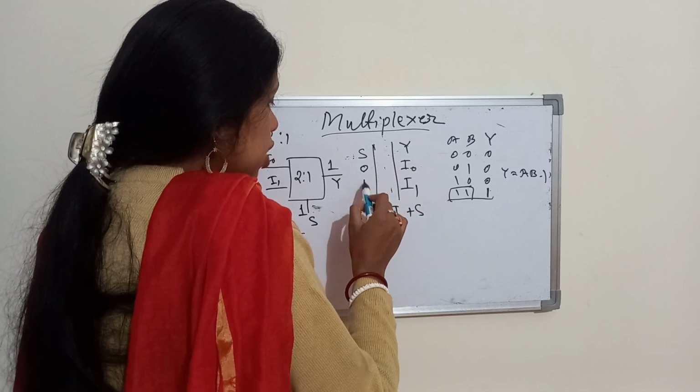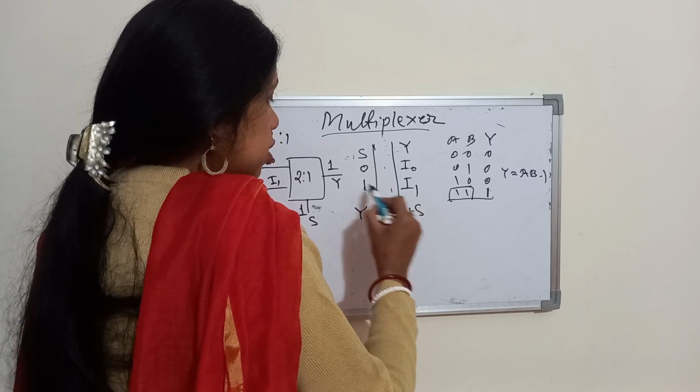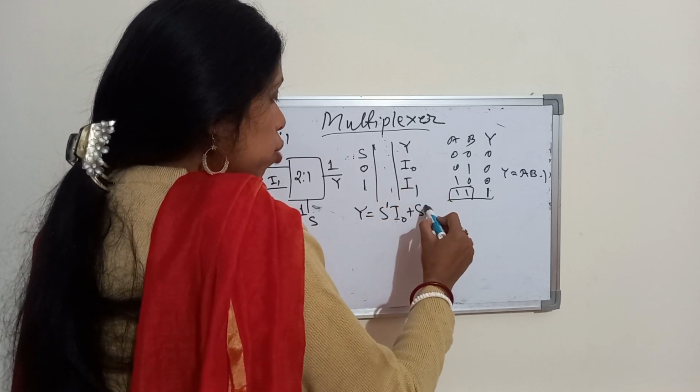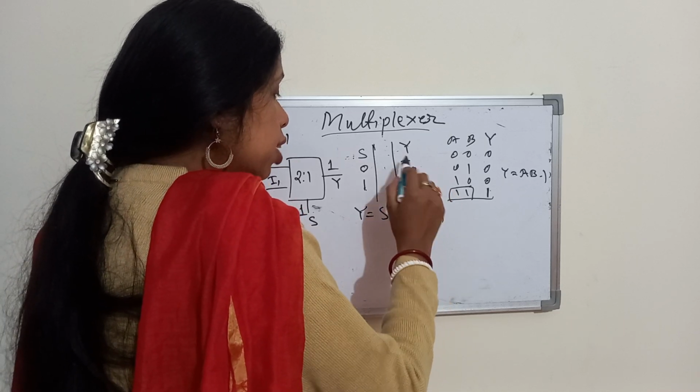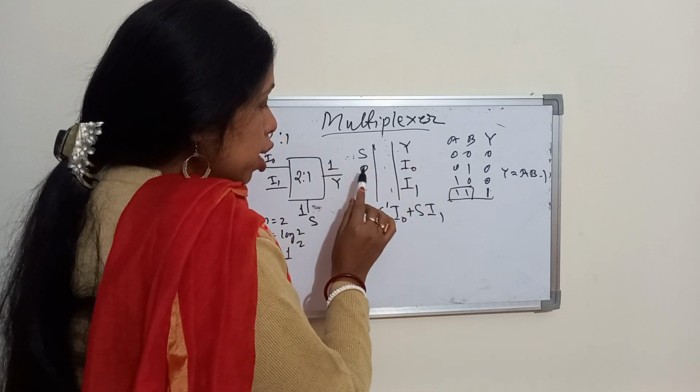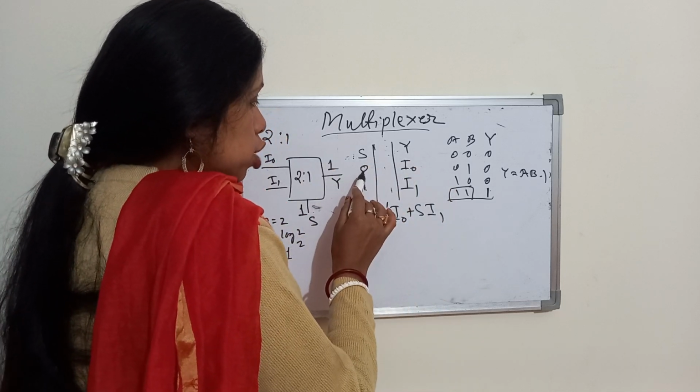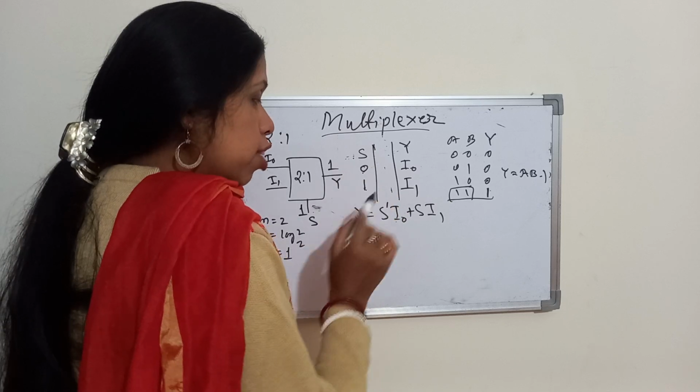Okay, now here S is 1. 1 means you have to write S. And here it is also I1. I have to write. Whatever outputs are there, that output should be multiplied with the input. But input I will not write. If 0 is there, I will write S prime. If 1 is there, I will write S.